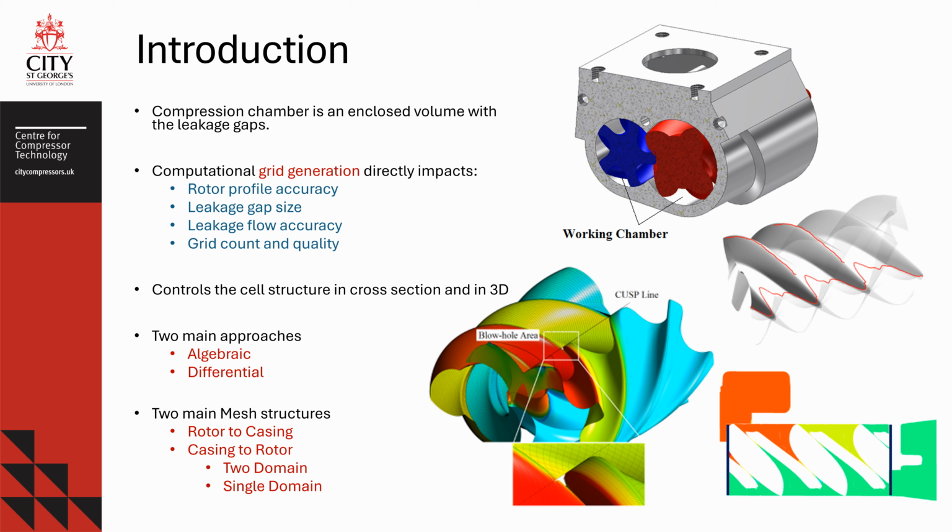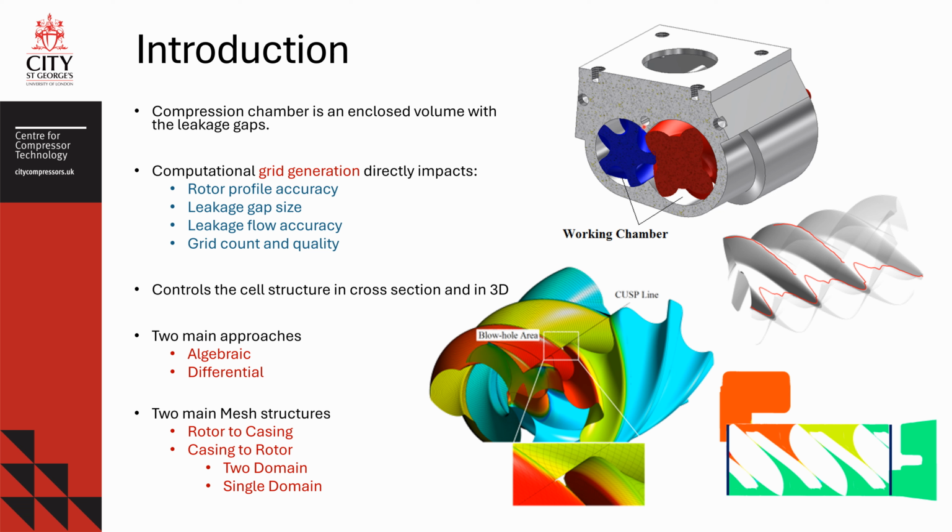For a CFD model, the compression chamber is an enclosed volume along with the leakage gaps, which you can see here between the rotors and the housing. The computational grid generation directly impacts accuracy of the rotor profiles, leakage gap sizes, accuracy of the leakage flow through these gaps, grid count, as well as quality. Grid generation also controls the cell structure in the cross section and also in the 3 dimensions.